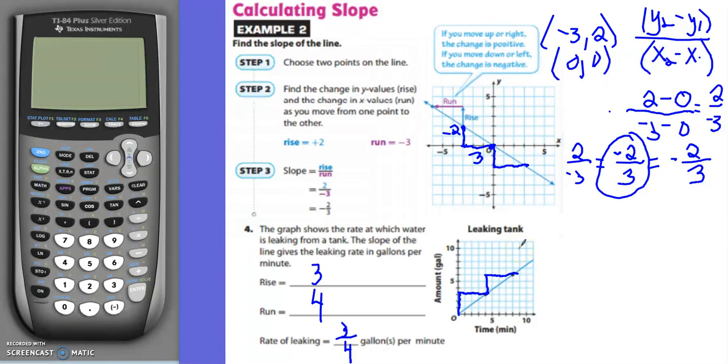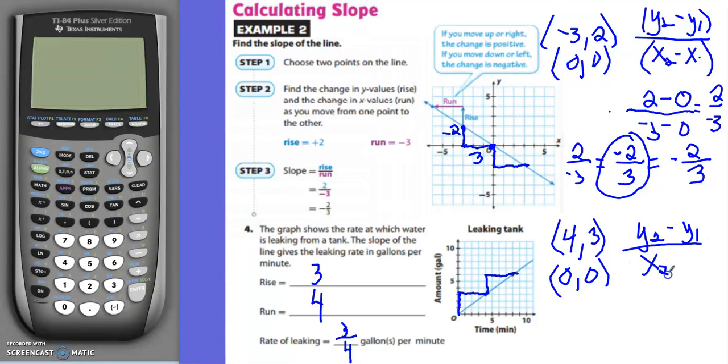If you're not comfortable with doing it by the graph, going up 3 to the right 4, you can also choose to pick the 2 ordered pairs. So if you want to pick this first ordered pair, which is (4, 3), and then the origin, and doing y2 minus y1 over x2 minus x1, you can say 3 minus 0 over 4 minus 0, which is 3/4. By the way, these are both proportional relationships because they are straight lines and they both pass through the origin.